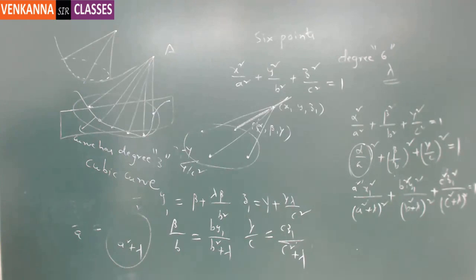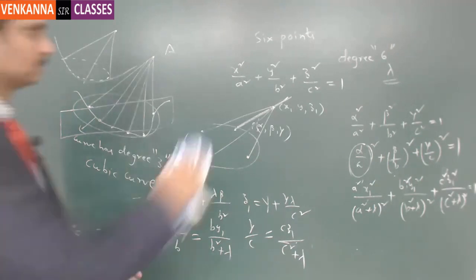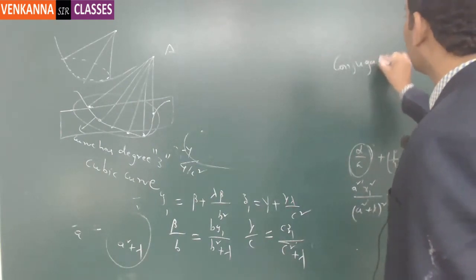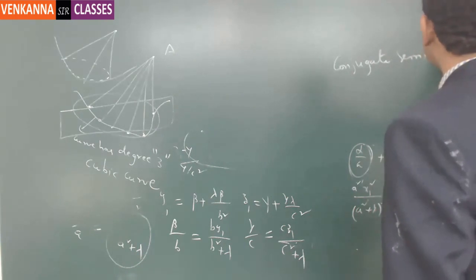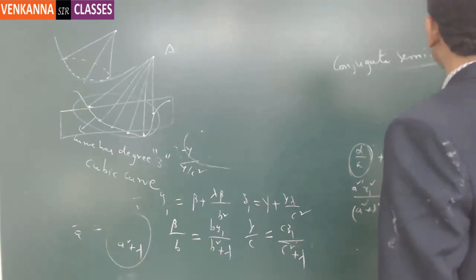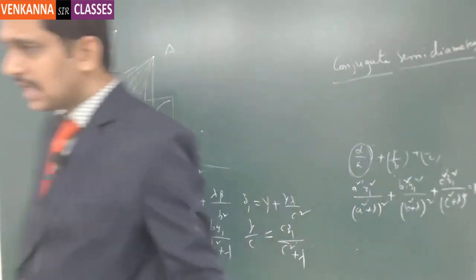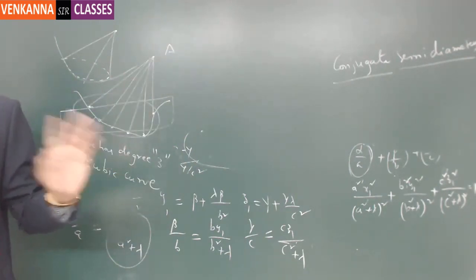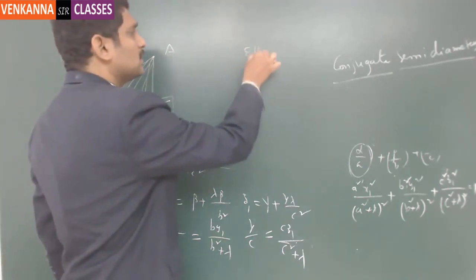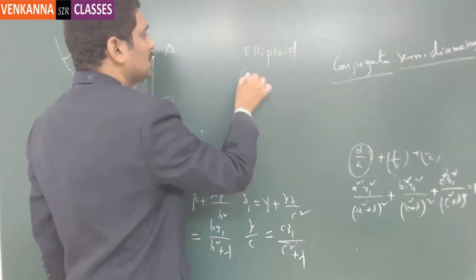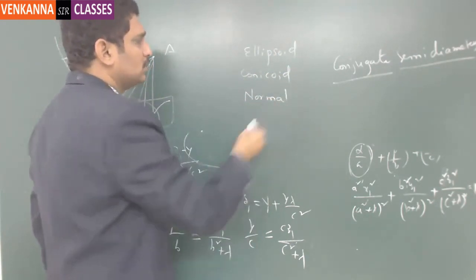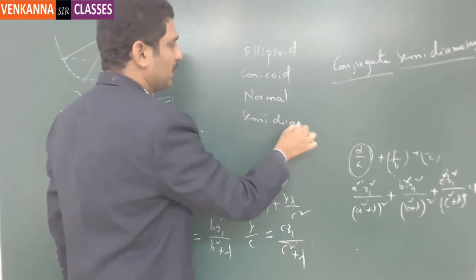So I will give the postings, you can check. And we have one more concept in the chapter, conjugate semi-diameters. In tomorrow's class, I want to take some problems on it. On the whole, if you summarize the conicoid chapter, we have done some problems on ellipsoid, some on conicoid, and now problems on normals. Tomorrow we are going to do the concept of semi-diameters.